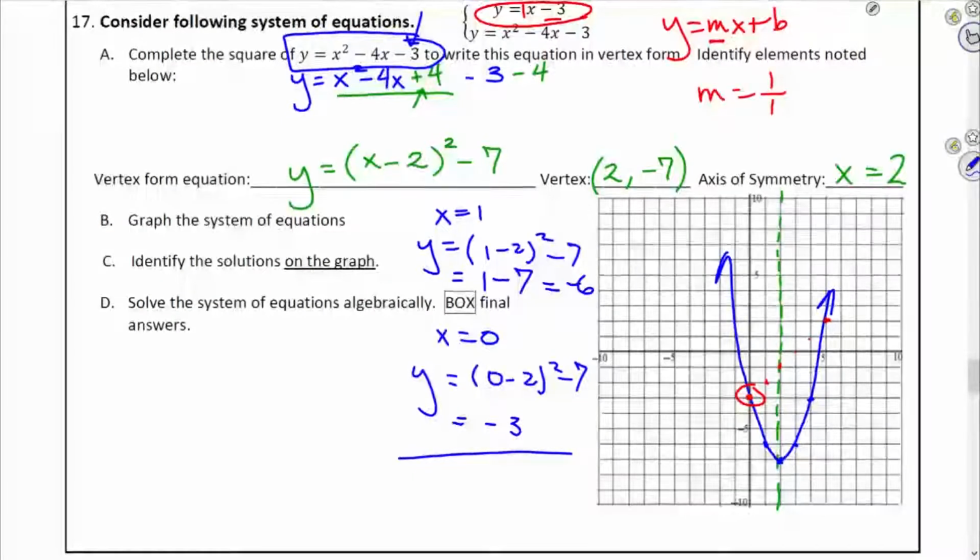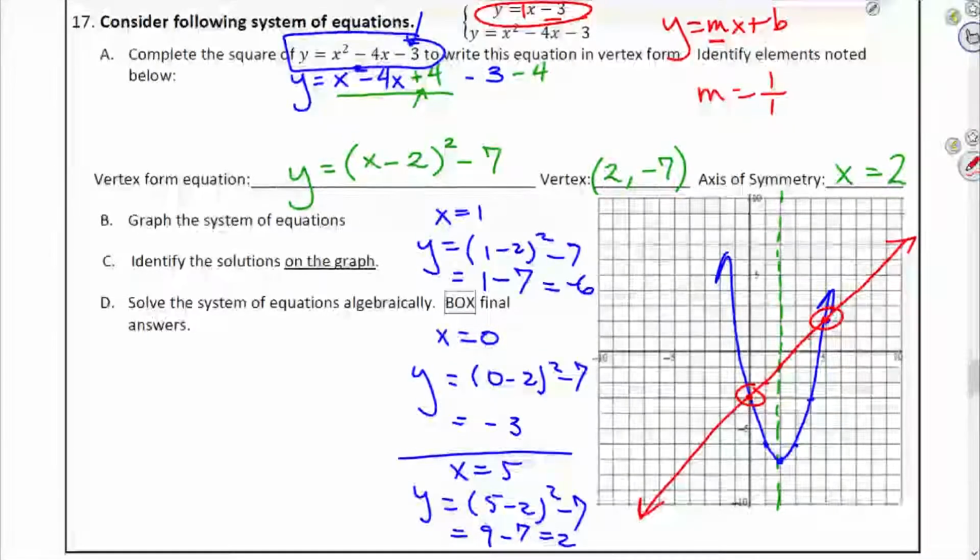Let's plug in x is 5. If x is 5, then I get y is equal to (5 minus 2) squared minus 7. 5 minus 2 is 3. 3 squared is 9. 9 minus 7 is equal to 2. So it is this point right here. Whoops, let me go red. It is right here, is one of my solutions. Let's draw this whole line in. Okay, so the solutions are (5, 2) and (0, negative 3).